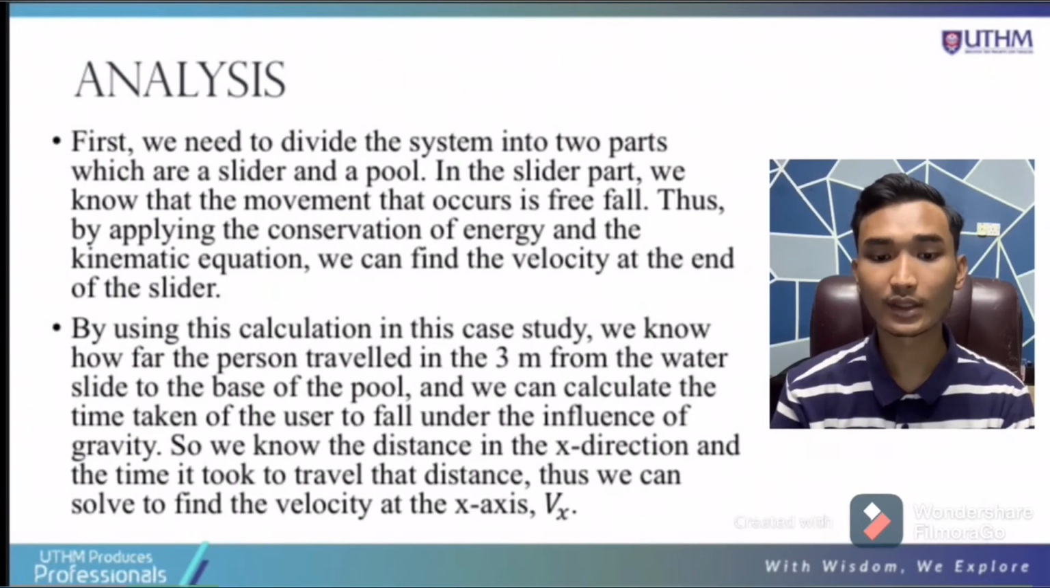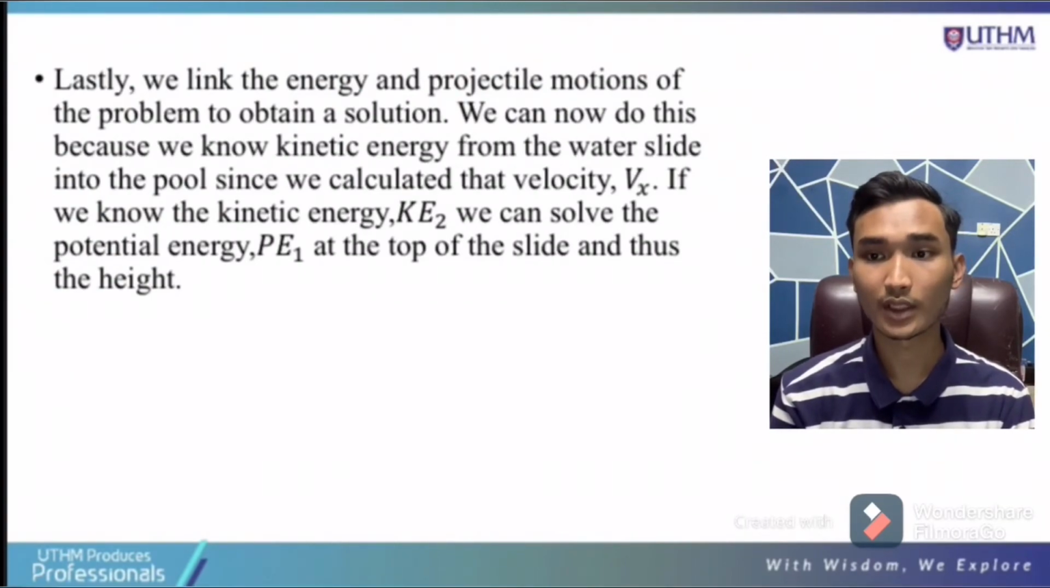So we know the distance in the x direction and the time it took to travel that distance. Thus we can solve to find the velocity on the x-axis, which is Vx. Lastly, we link the energy and projectile motion of the problem to obtain a solution. We can do this because we know the kinetic energy from the water slide into the pool, since we calculated the velocity Vx. If we know the kinetic energy at the end, we can solve for the potential energy at the top of the slide, and thus the height.